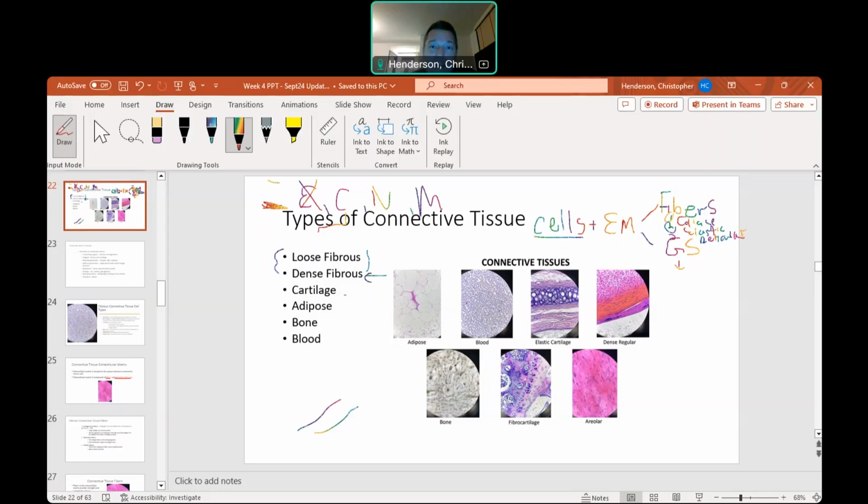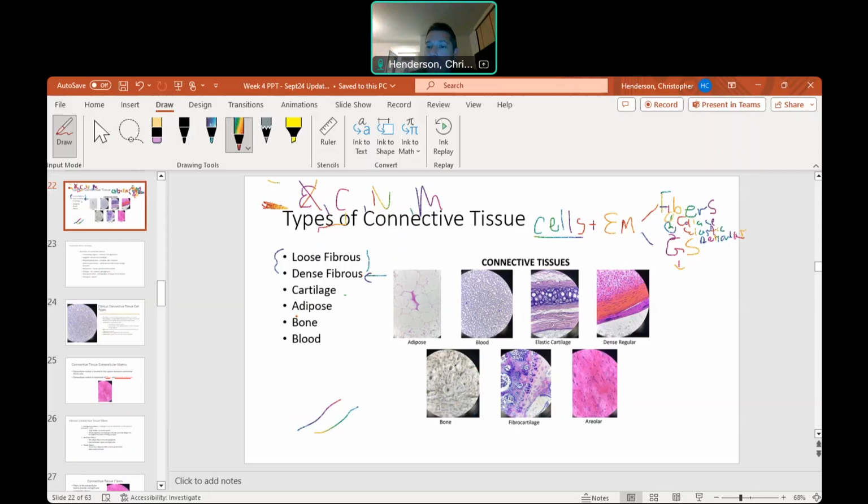So, think about your ACL. Do you want your ACL to be really elastic? Do you want it to be really stretchy? Well, what does your ACL do? It prevents your knee from hyperextending. It helps prevent your tibia from hyperextending off of your femur. So you really wouldn't want that too lax and stretchy, right? So you're going to find a lot of collagen fibers inside that dense fibrous connective tissue.